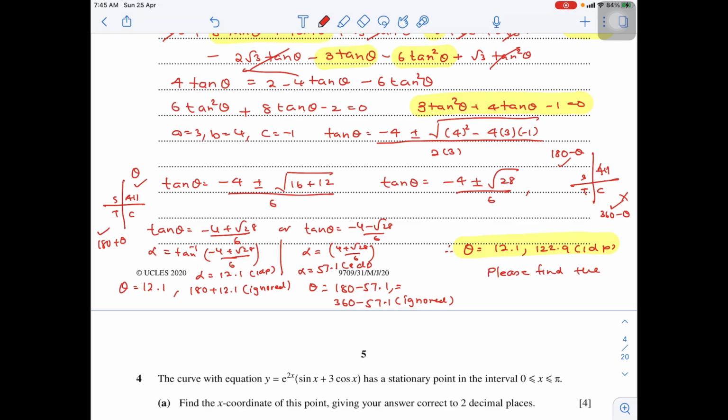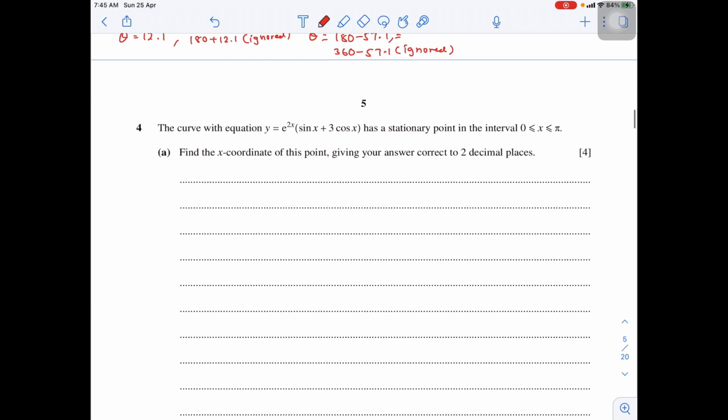The curve with equation e to the power 2. If you get something like that and you don't have enough space, you can write, please find the remaining question on additional page, and then the page number, page number dash, and then do not forget to write the question number, and then you can carry on there. Let's try the next one.